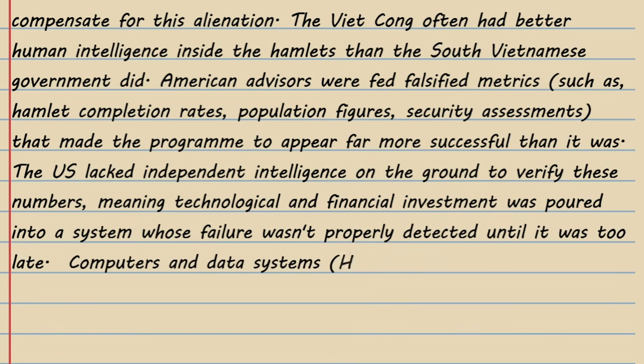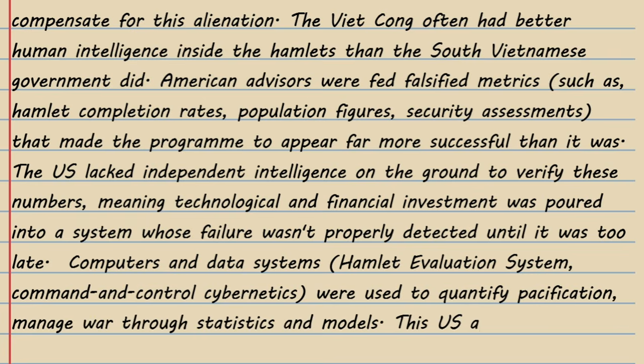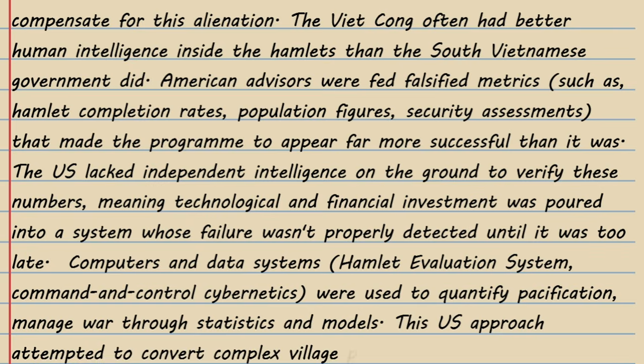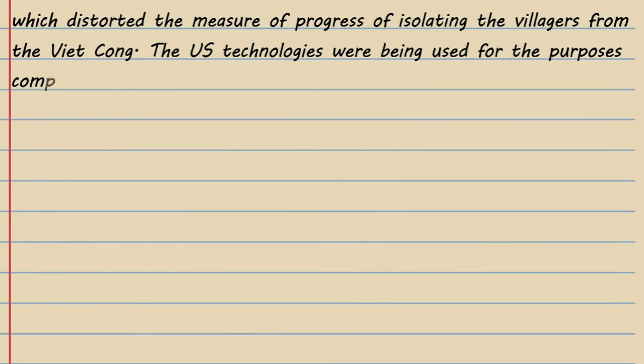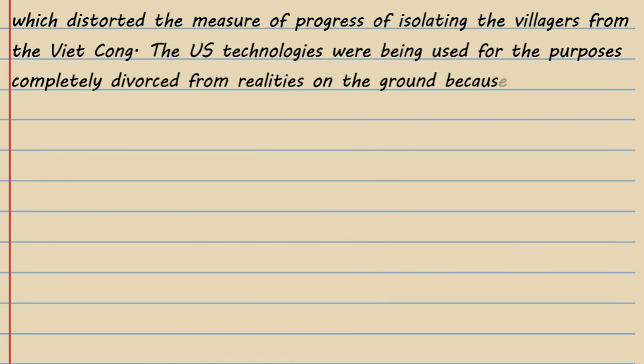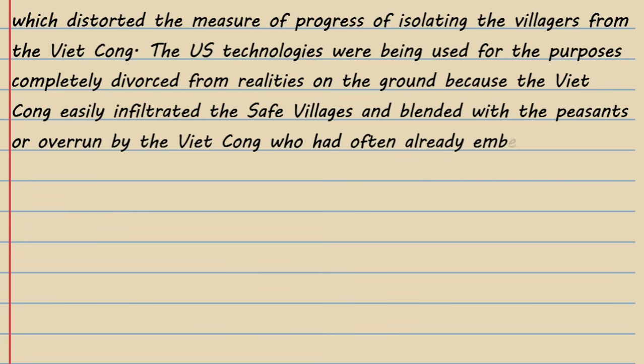Computers and data systems such as the Hamlet Evaluation System and the command and control cybernetics were used to quantify pacification, that is, to manage war through statistics and models. This United States approach attempted to convert complex village politics into numerical figures, which distorted the measure of progress in isolating the villagers from the Viet Cong. The United States technologies were being used for purposes completely divorced from realities on the ground because the Viet Cong easily infiltrated the safe villages and blended with the peasants, or the villages were overrun by the Viet Cong, who had often already embedded themselves within the very communities being relocated.